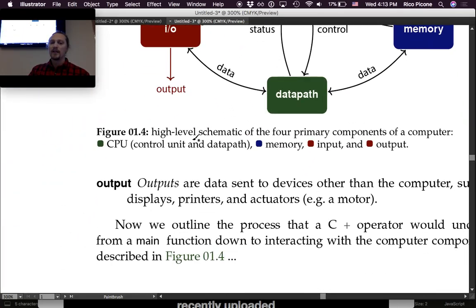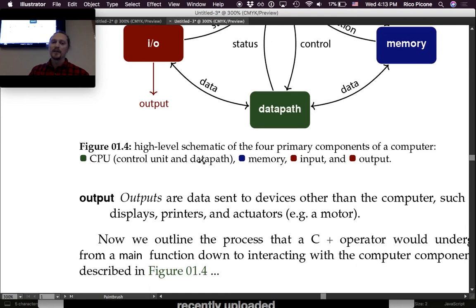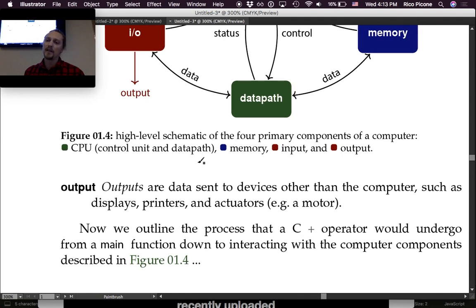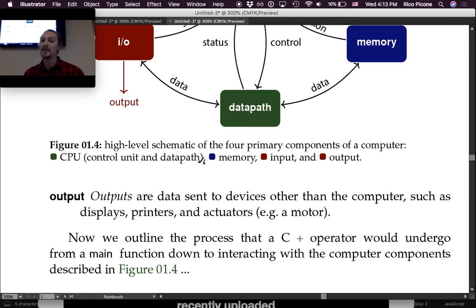Okay. And then finally, outputs. So outputs are data sent to devices other than the computer, such as displays, printers, and actuators. For example, in our system, it's going to be a motor. We're going to send it, really a driver for the motor, but we're sending a signal out from the computer to interact with the world, and that's considered an output. So those are the four primary components of a computer.